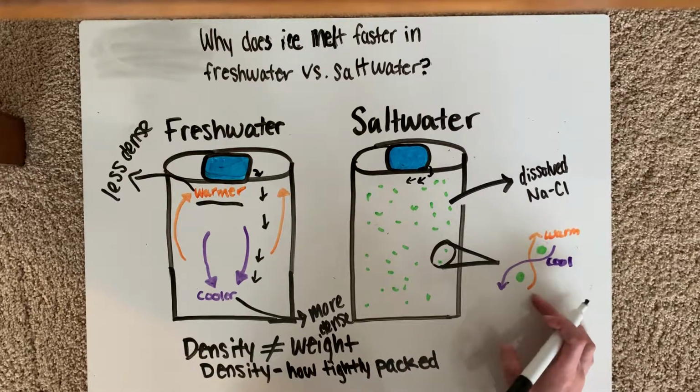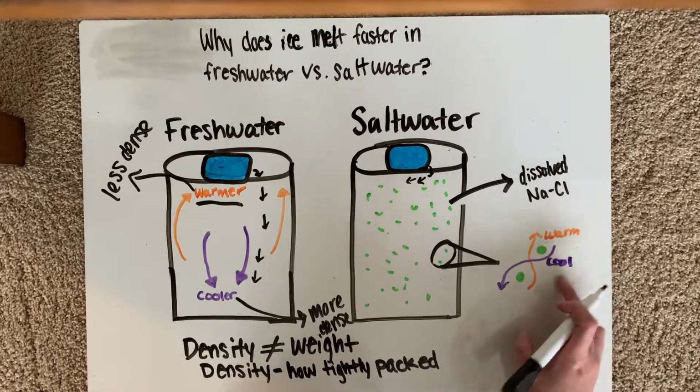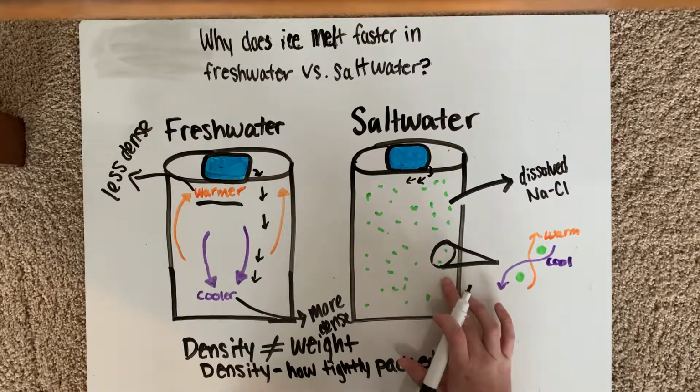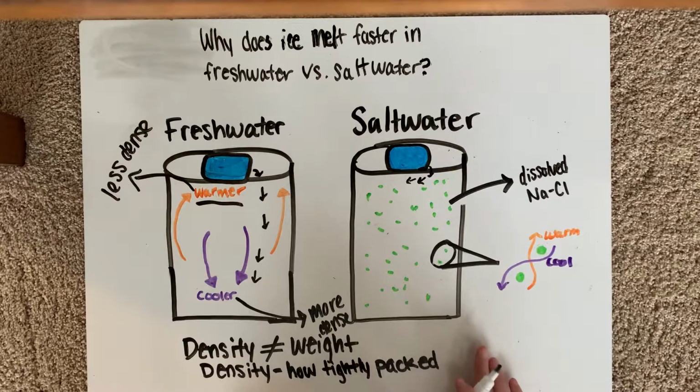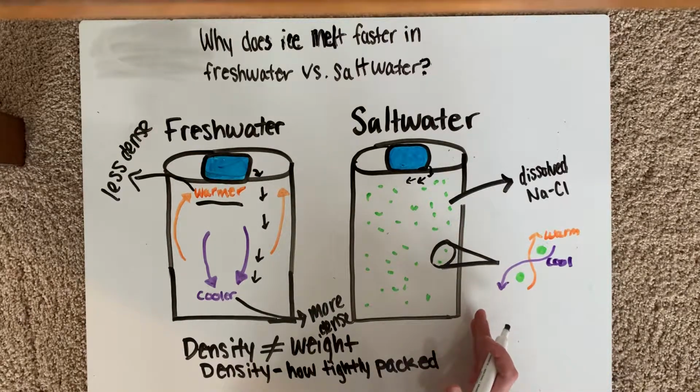The warm water can't stay at the top, it can't rise to the top, and the cold water can't really go down because of all the salt that's dissolved in it. Because salt has a higher density than warm or cold water. So it makes it hard for this system to do what it wants.